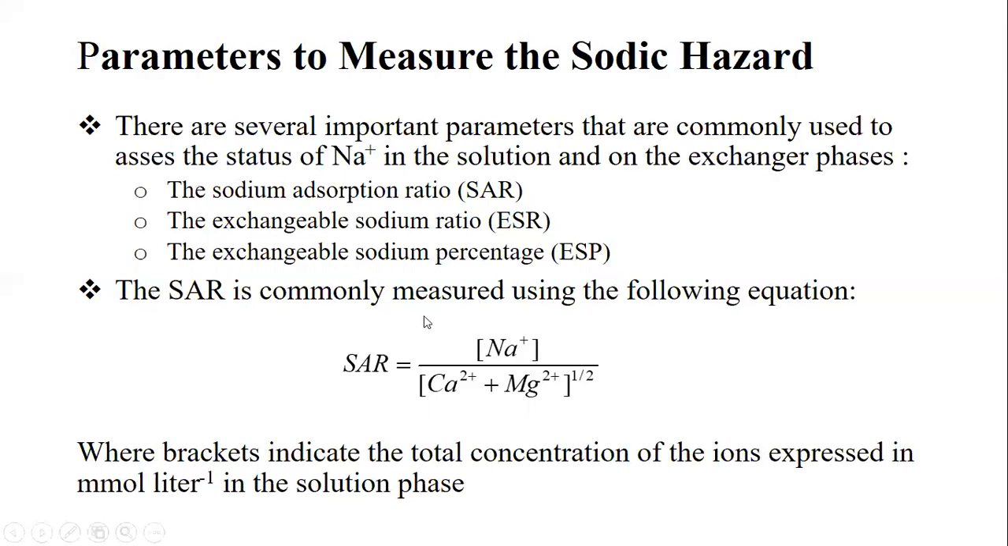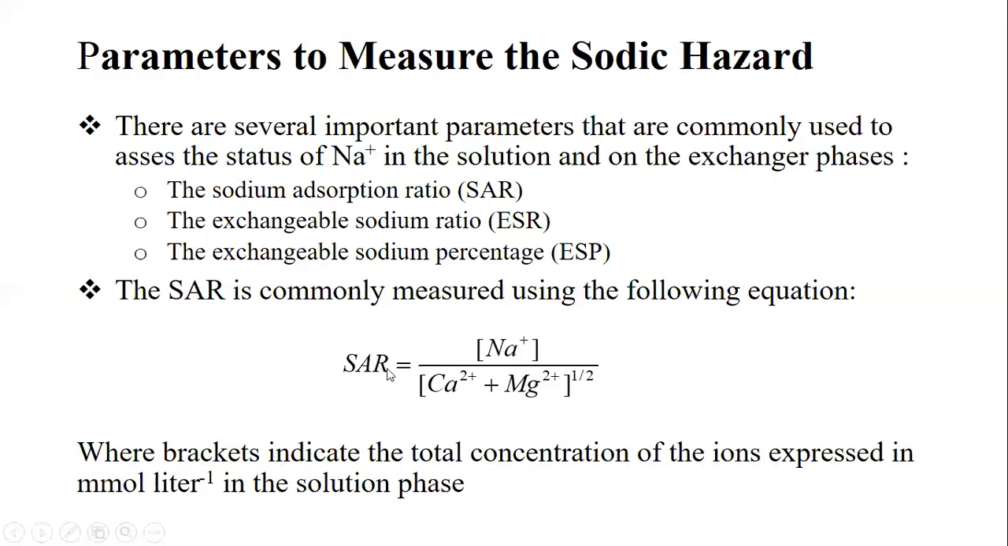So the SAR is commonly measured using the following equation. SAR equals the total concentration of sodium over the concentration of calcium plus magnesium. You add them together and take the square root, to the power of a half. Brackets indicate the total concentration of ions expressed in millimole per liter. The units are extremely important. If you change units here, this will not be a valid equation.